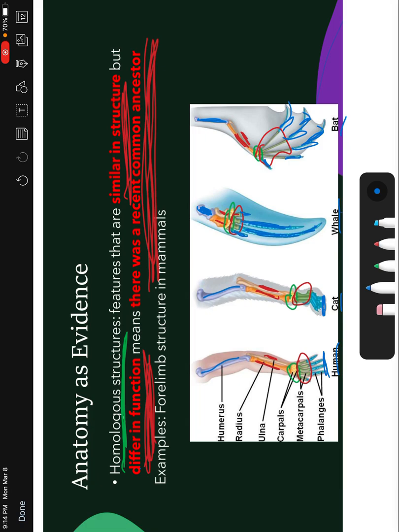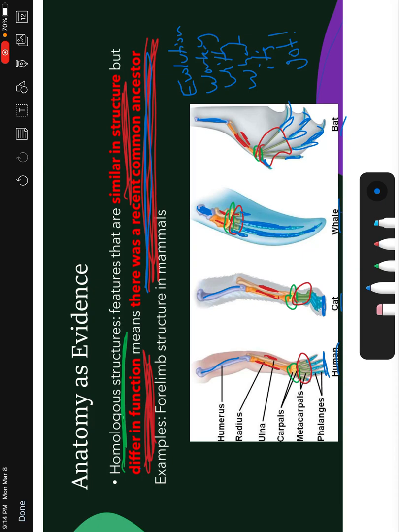Okay, so this would be an example of evolution working with what it's got. Okay, so we know that there's a recent common ancestor among these individuals based on this homologous structure, and this homologous structure changed over time to suit each of these species, how they were living, where they were living.